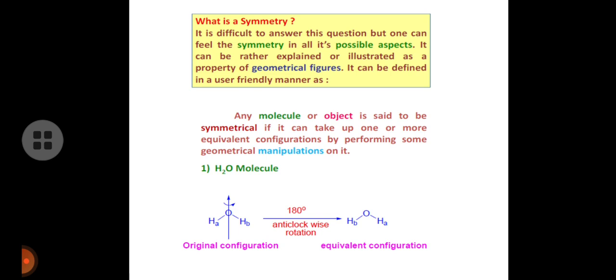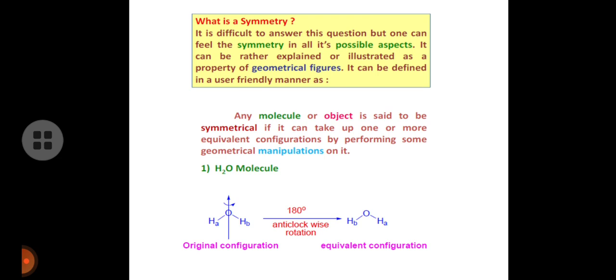So the overall concept of symmetry and its applications are like that. So what is symmetry? It is difficult to answer this question, but one can feel the symmetry in all its possible aspects. It can rather be explained and illustrated as a property of a geometrical figure. It can be defined in a user-friendly manner as: any molecule or object is said to be symmetrical if it can take up one or more equivalent configurations by performing some geometrical manipulation on it.